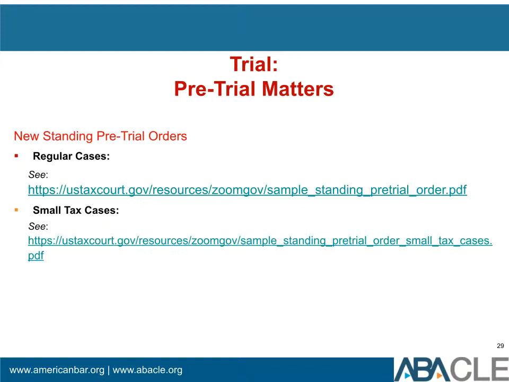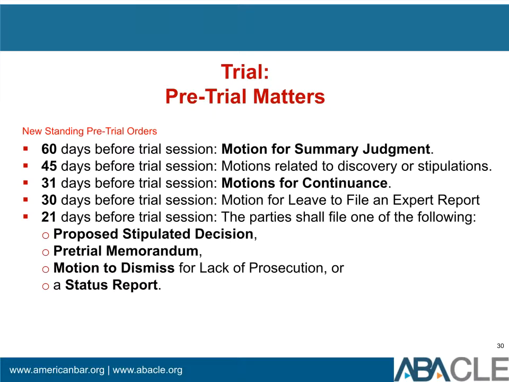Here is where the rubber meets the road. The new standing pretrial orders under COVID-19 guidance. I'd encourage the audience to take a look at both of these links that are on this slide. But here's a summary of the highlights of some things that you really need to be aware of. If you want to file a motion for summary judgment, 60 days now before the trial session. Motions for continuance, 31 days before the trial session. And then down at the bottom, the one I want to point out, 21 days for proposed stipulated decisions, pretrial memos, 21 days now. Motions to dismiss for lack of prosecution, or alternatively, a status report.